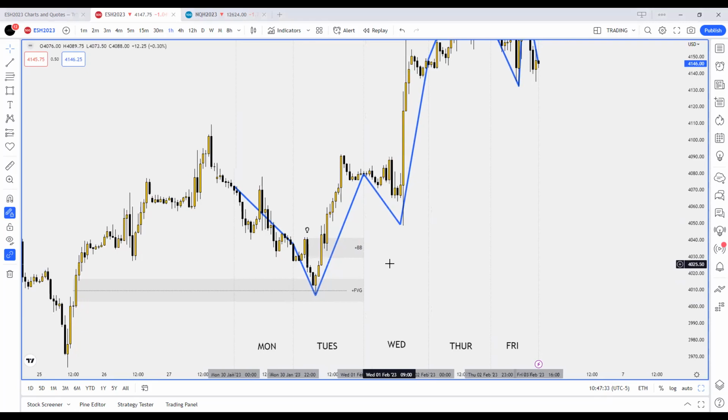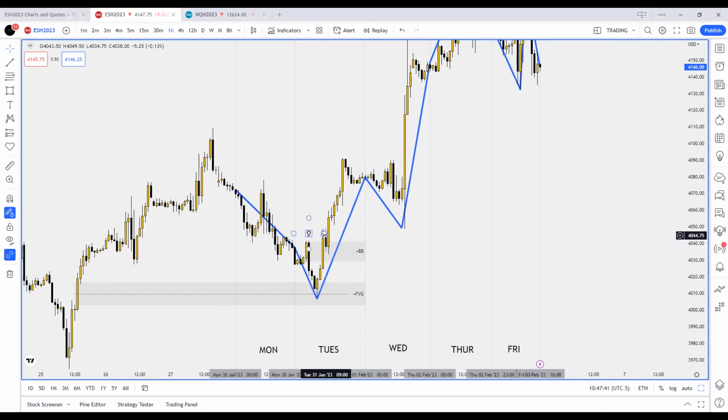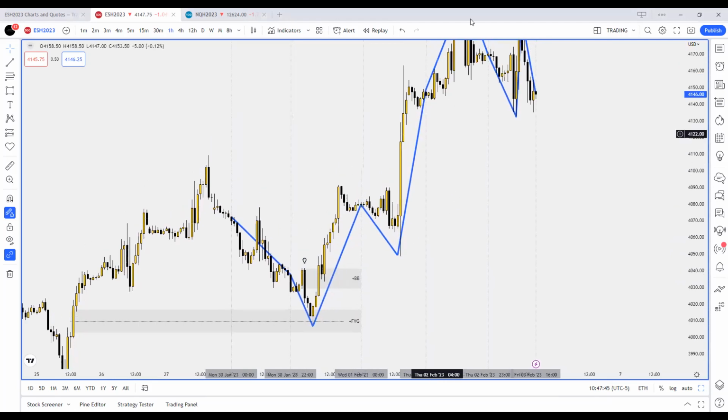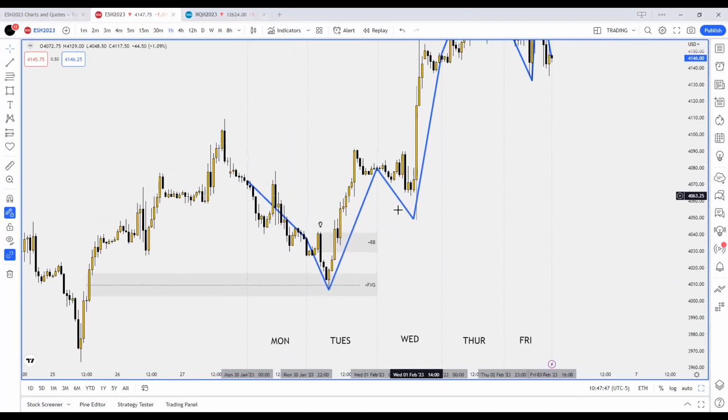So that's something that I would view. We haven't really come back and filled it. It didn't need to fill it in a sense, because once we had closure above the breaker, it went, and you could see price wasn't wanting to hang around. It had a range that it needed to fill, so it goes higher.